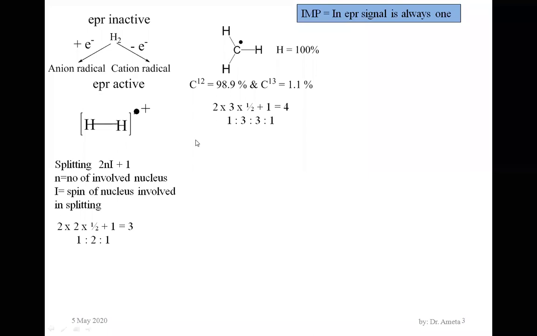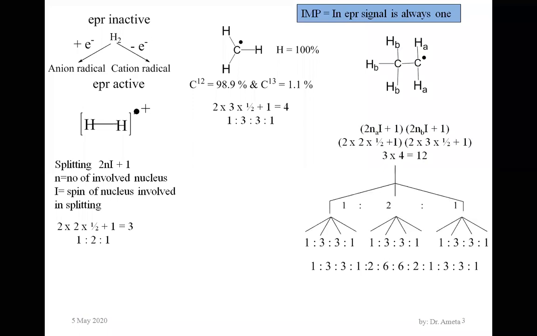So again, we are putting the values into 2nI plus 1. There are 3 hydrogens, that's why the n value will be 3, and the spin for each hydrogen is half. So if we solve this, we will get 4 lines, and their intensity ratio will be 1 is to 3 is to 3 is to 1, similar to NMR spectra.